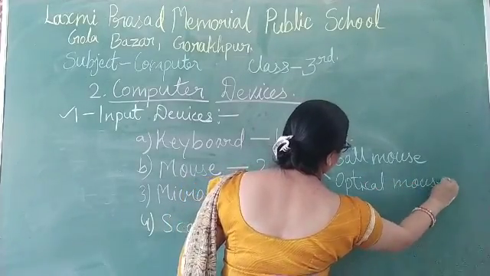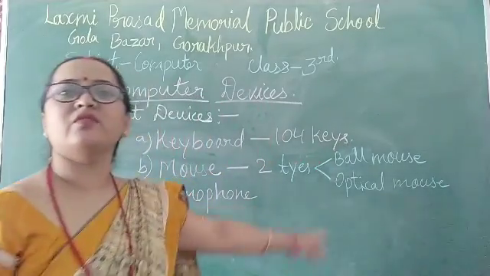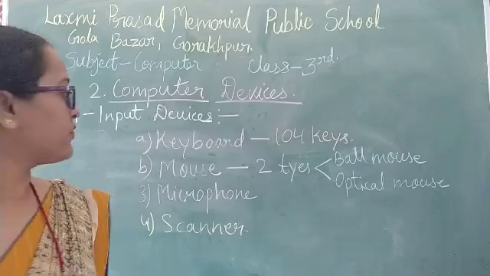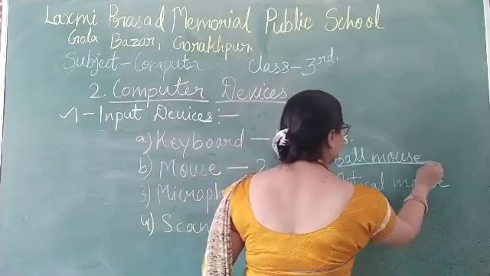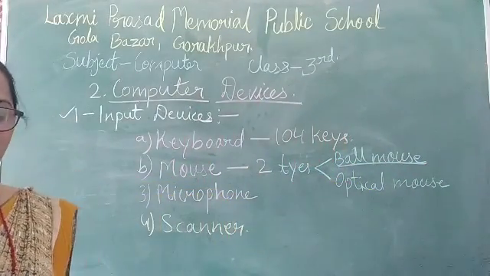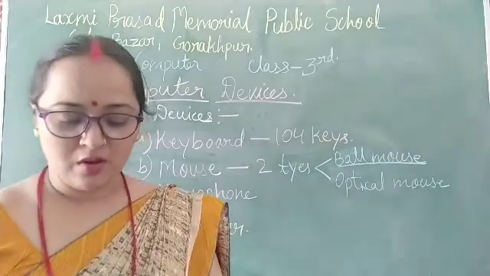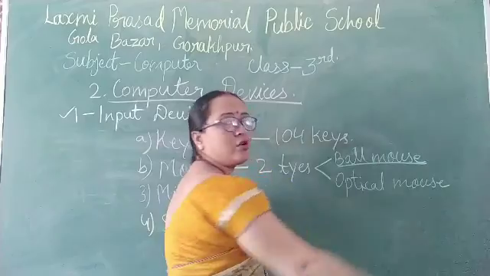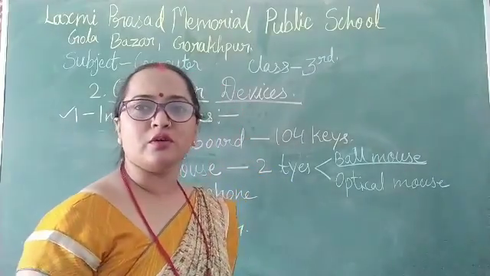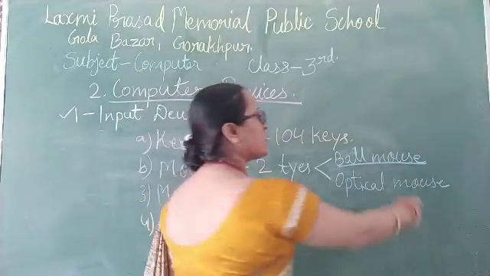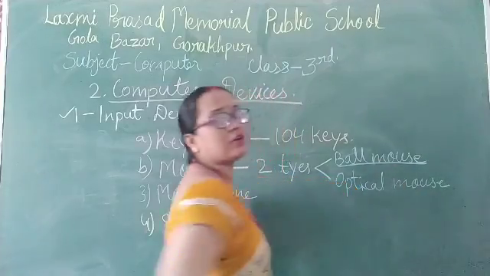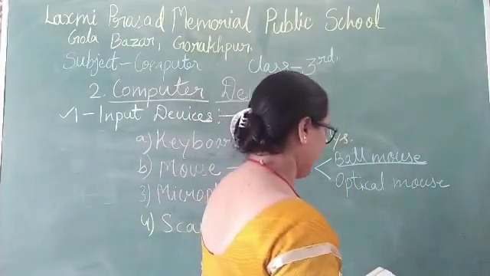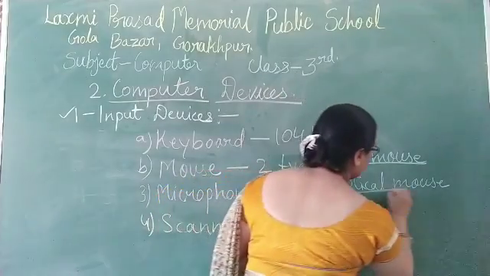We have two types of mouse: ball mouse and optical mouse. First is the ball mouse. What is a ball mouse? A ball mouse uses a ball for the movement of the mouse pointer. The ball is present under it. And next is the optical mouse.